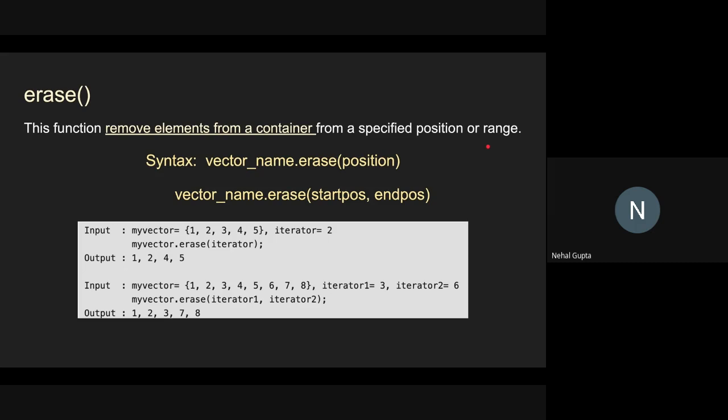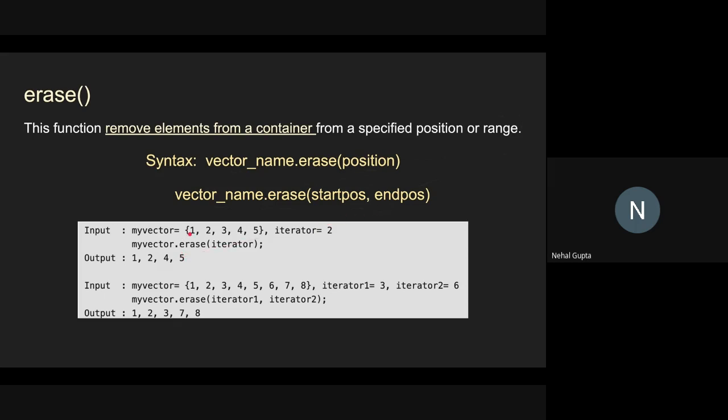So the syntax of the erase function is again vector name dot erase and position. Here you will also again pass an iterator. The other way to define the erase function, if you want to delete elements within a range, is that you give the start position and the end position, right?